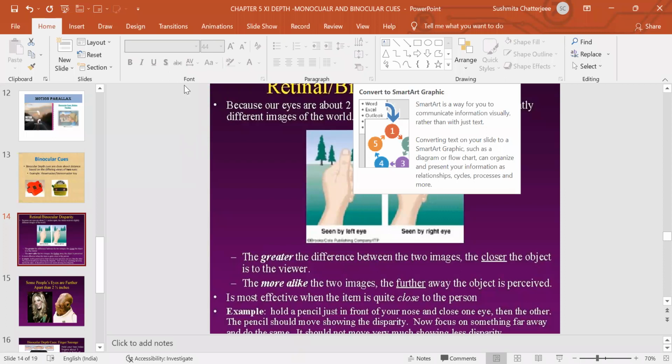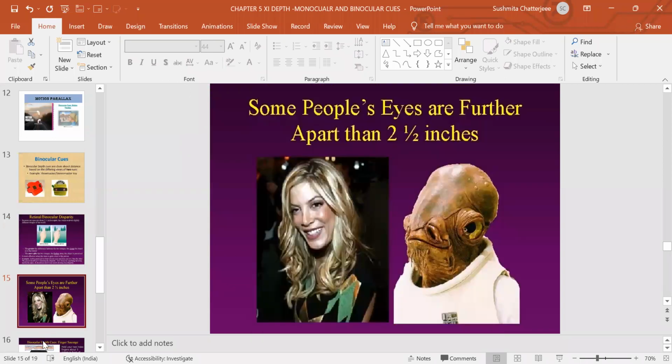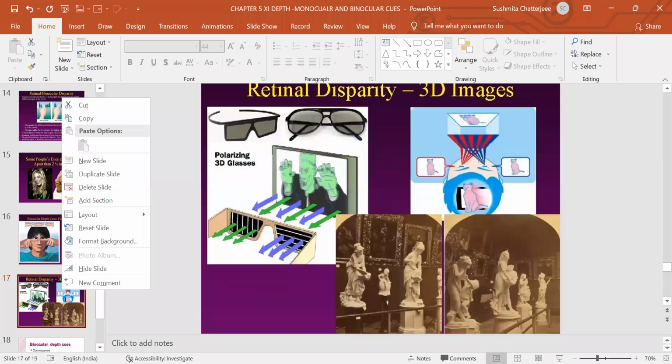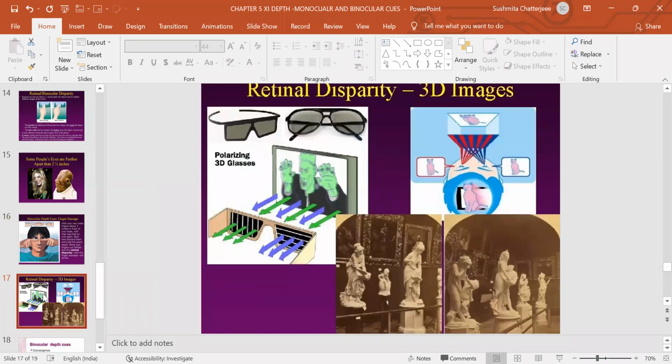The next binocular cue that we are going to study is the cue of convergence. Now, what is meant by convergence? When we see a nearby object, our eyes converge because we are moving the eyes inwards when we are viewing a nearby object. But as the object moves away, the degree of convergence decreases.